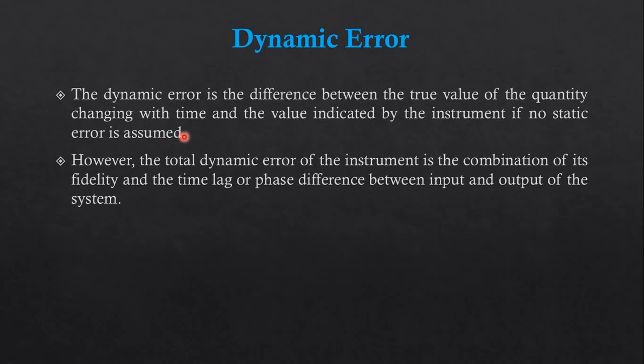Now, if we consider that our instrument has no static error, then whatever the input quantity is, it is changing with time, and the value indicated by the instrument is also changing with time. The difference between these two values is called the dynamic error, and at that time our static error is assumed to be 0. However, the total dynamic error of the instrument is the combination of its fidelity and the time lag or phase difference between input and output of the system. So if the dynamic error increases, the fidelity of the system is going to reduce. It is as simple as that.